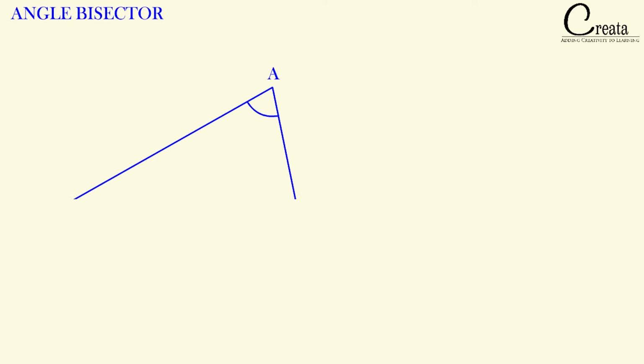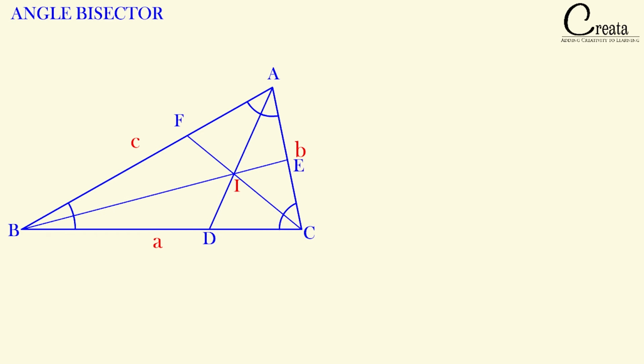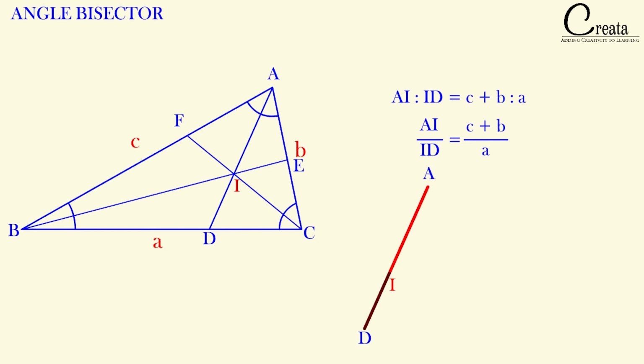Moving further, the next fundamental is that the incenter divides the angle bisector in some ratio. That ratio is equal to the sum of the two sides containing the angle, that is c plus b, is to the third side, that is a. Which means AI is to ID, that is the incenter dividing the angle bisector AD, so AI is to ID is equal to c plus b is to a. In this fundamental, the incenter is dividing the angle bisector into two parts.